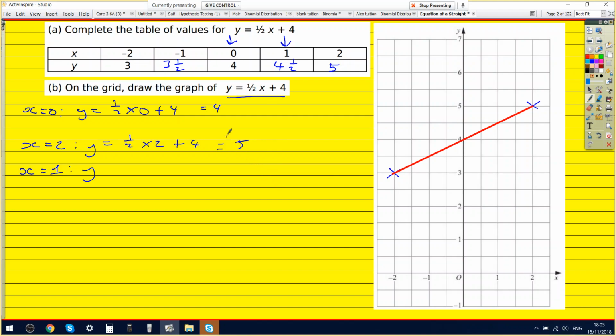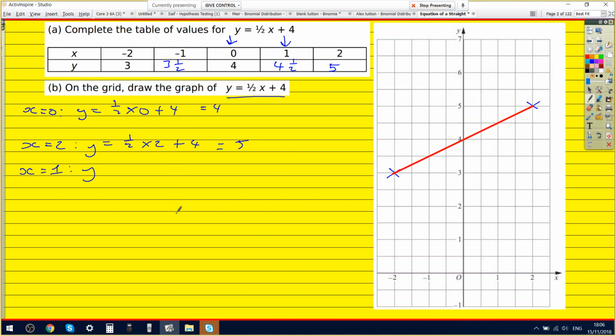Yeah, so in general, you just fill in the table and then plot the points. And each time it's just substitution. X is 2, x is 1, x is 0, and so you're just making x a different number each time and working out y for that x. Any questions about that? No.